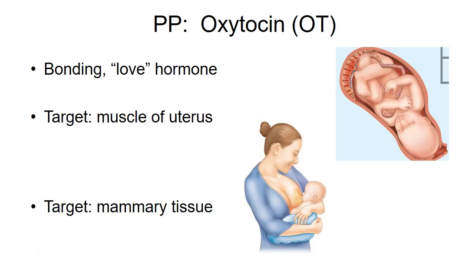All right, so let's talk about the other posterior pituitary hormone. That's oxytocin. Some of what we talked about with oxytocin is as a neurotransmitter. Here, we're talking about it as a hormone. It's released in the bloodstream. You guys have a question there? Okay.